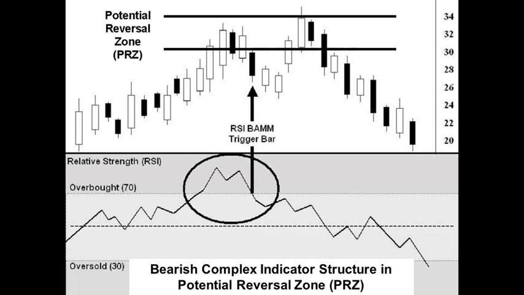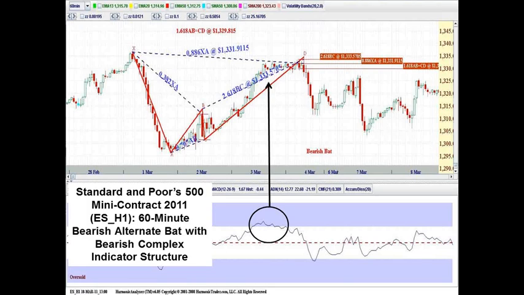Bearish complex indicator structure in the potential reversal zone. Again, looking for this type of structure, it's going to require more time than just the simple impulsive reading. We want to look for, in this case, an M-type structure in the overbought area, that is 70 and above, at the same time the price action completes the pattern. This will take more time, but we're still coordinating the price action with the relative strength reading as it falls out of the overbought area.